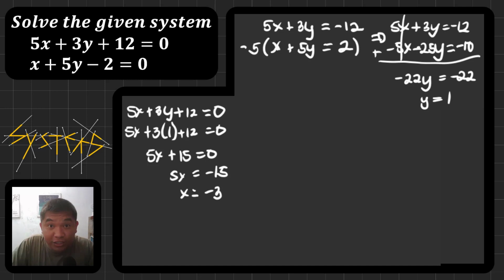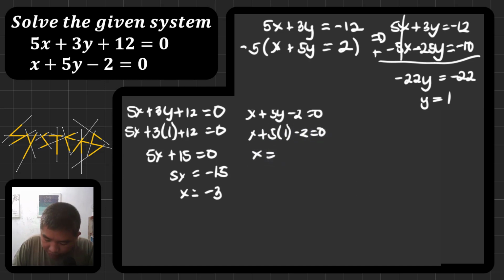So, using the original equation, x plus 5y minus 2 equal to 0. So, x plus 5 times 1 minus 2 equal to 0. X is equal to positive 3. Sorry. X plus 3 equal to 0. So you will have it here, x is negative 3. Because 5 times 1 is 5 minus 2, that's 3, right? So you will still get the same result of x.